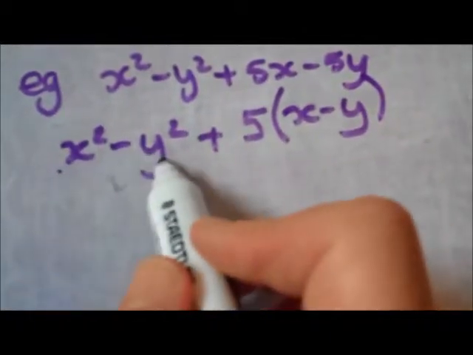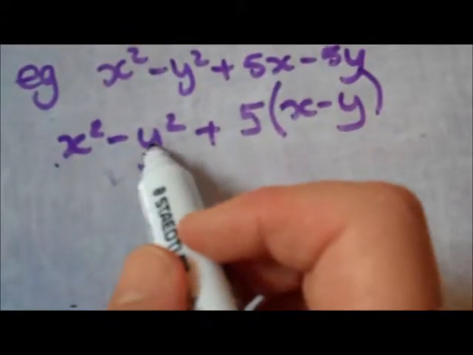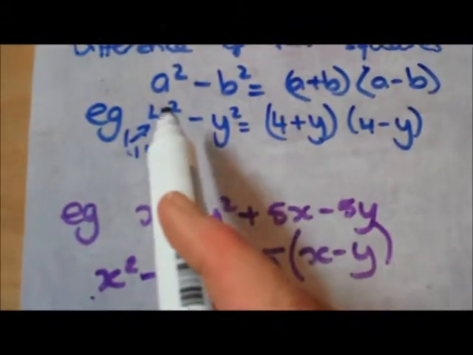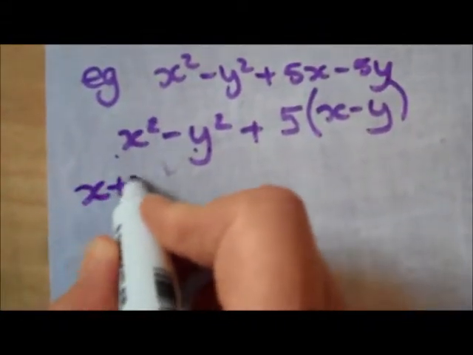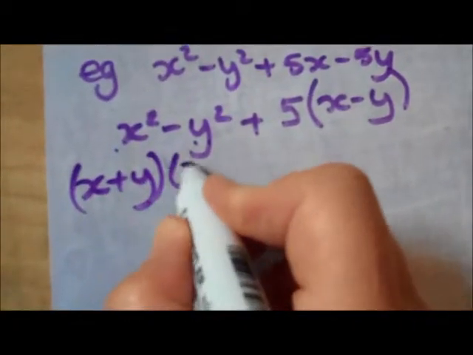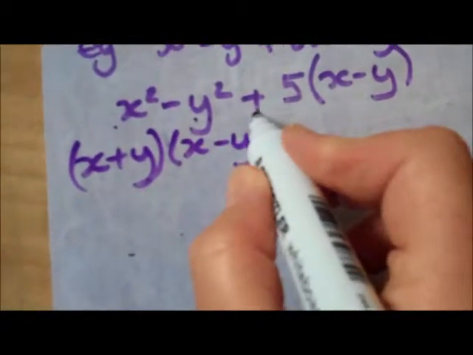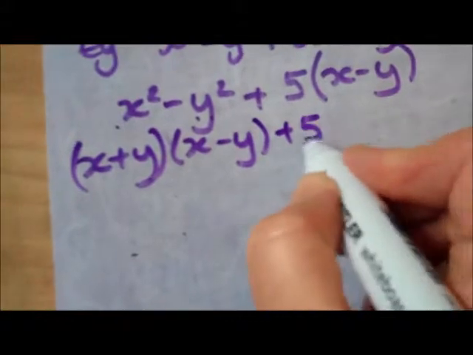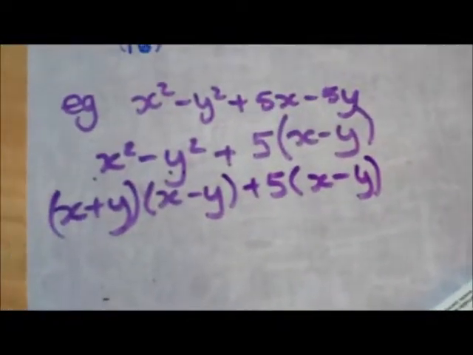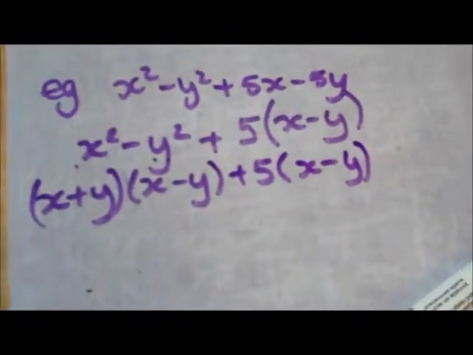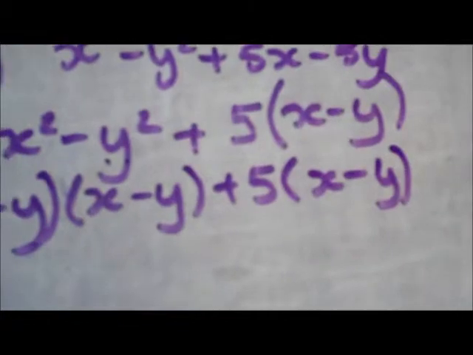What can you do with x squared minus y squared? Well, if we look back up here, x squared minus y squared would be x plus y, x minus y, plus 5 lots of x minus y. Now can you see the common factor? Yep, it's x minus y.